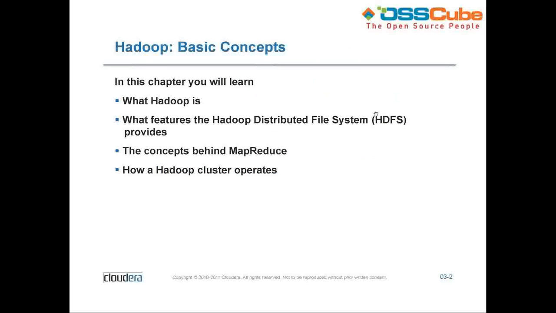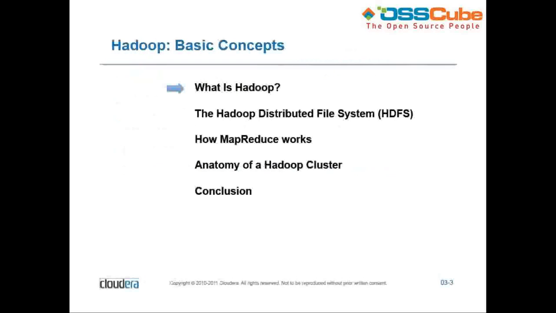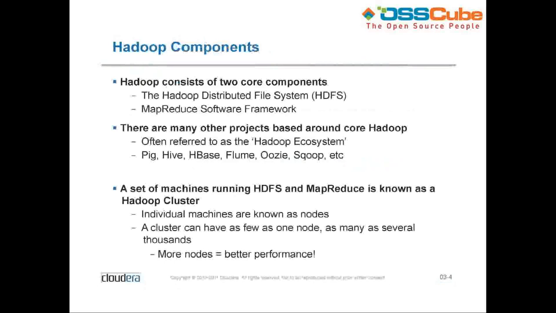So this is about the basic concepts of Hadoop. So what is Hadoop? Essentially, Hadoop is comprised of two core components. The first component is what we call the Hadoop Distributed File System, or HDFS. So this is the file system on which all the data will sit.